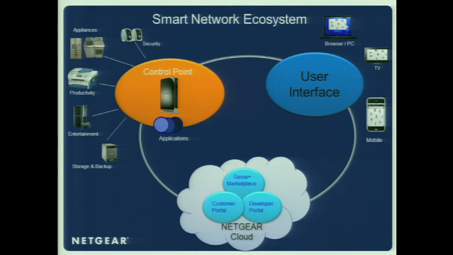And then lastly, we have the customer portal. And the customer portal is really important because it actually provides access to all these applications once they're installed. So if you want to, for example, as an end user, see your network or see your applications on your network, this is where you would go to actually interact with those applications. And this provides that ability to launch your third-party applications or your NETGEAR applications. So these three pieces comprise the overall smart network ecosystem and the basis for our developer platform.